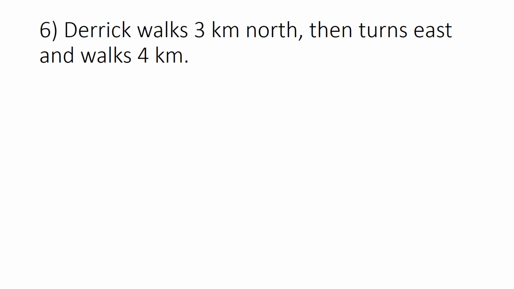Derek walks 3 kilometers north, turns east, walks 4 kilometers south. Don't forget to pause it. Okay, here's your answer. 3 to the north, 4 kilometers to the east. Okay, so I make a right angle, so I know I'm going to use that Pythagorean theorem. So total distance traveled is going to be 7 kilometers.